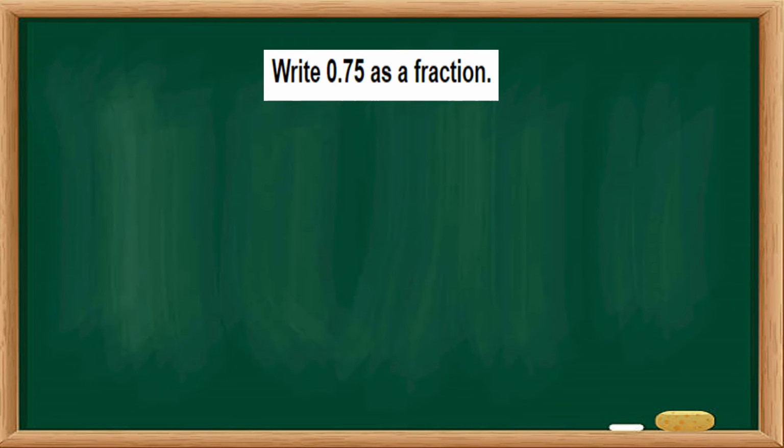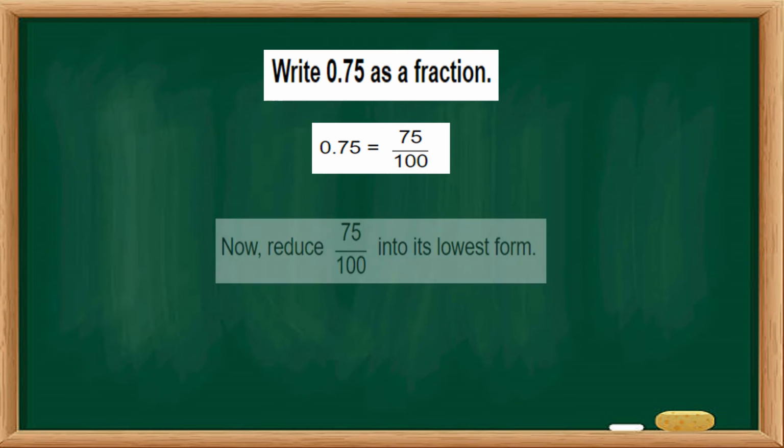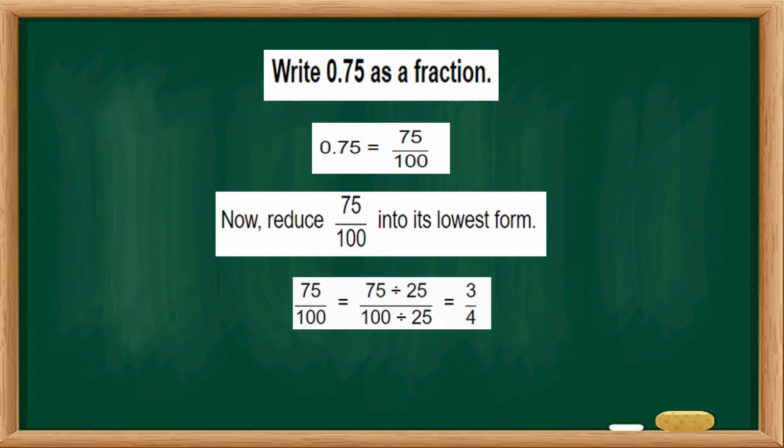Let's have another example. Write 75 hundredths as a fraction. So 75 is in the hundredths place, we put 100 in the denominator and copy 75 as the numerator, but we still reduce this one to the lowest term. So we will divide both the numerator and denominator by 25. 75 divided by 25 is 3, and 100 divided by 25 is 4. So we get 3/4.